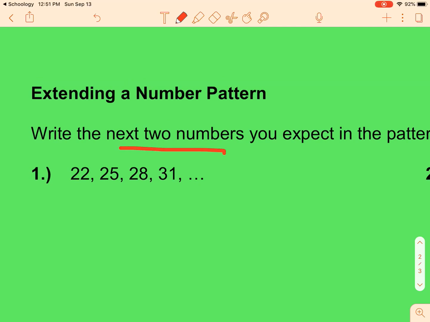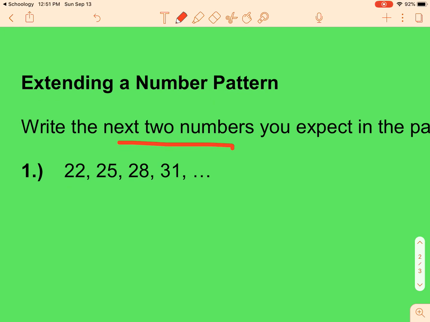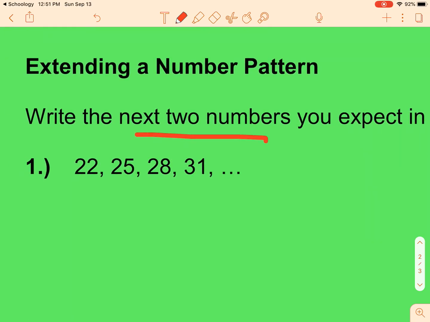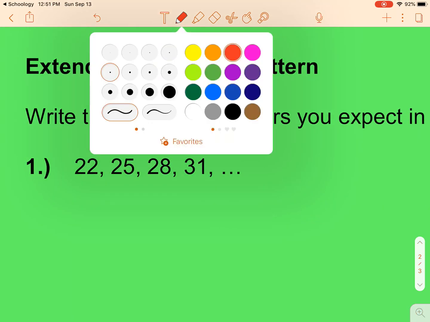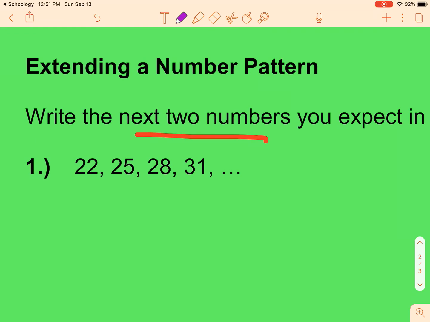So it's saying to write the next two numbers that you expect to see in this pattern. So to figure that out, we need to figure out what the rule is first. So when I look at this problem, I see 22 to 25. What's happening between those two numbers? Right, I'm adding 3. Am I adding 3 from 25 to 28? I sure am. And same thing from 28 to 31.